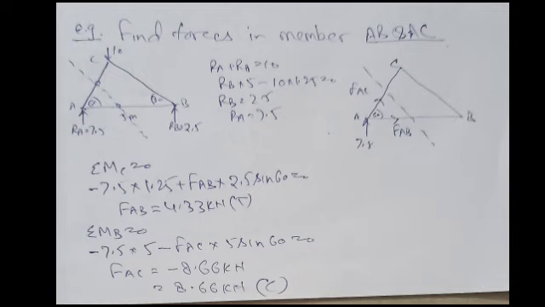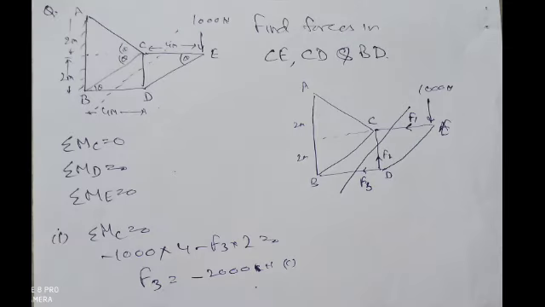So in this problem we discussed how to determine forces when only forces in two members are asked. Now suppose forces in three members or four members are asked. In that case we will take moment about those points about which the moment of two forces will be 0. Okay, let's take another example.